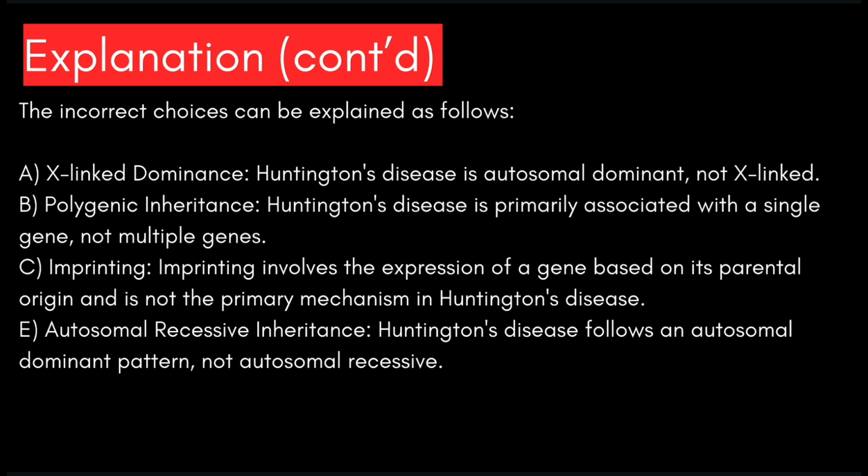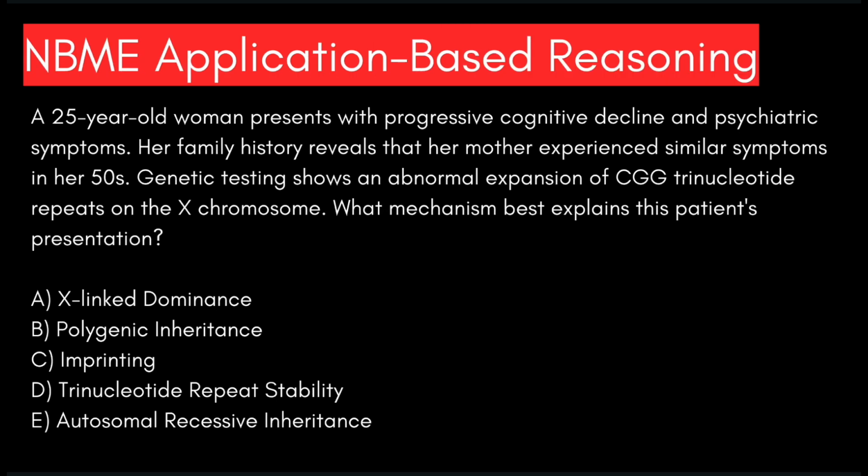Let's go ahead and move on to the next question. We have a 25-year-old woman who presents with progressive cognitive decline and psychiatric symptoms. Her family history reveals that her mother experienced similar symptoms in her 50s. Genetic testing shows an abnormal expansion of CGG trinucleotide repeats on the X chromosome. What mechanism best explains this patient's presentation?